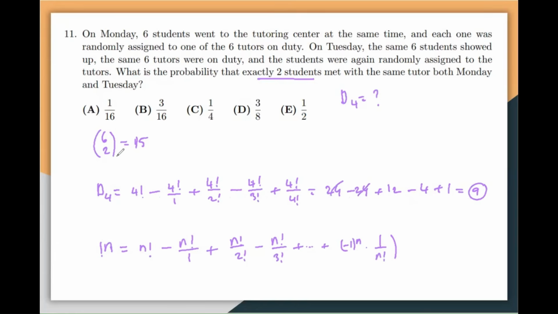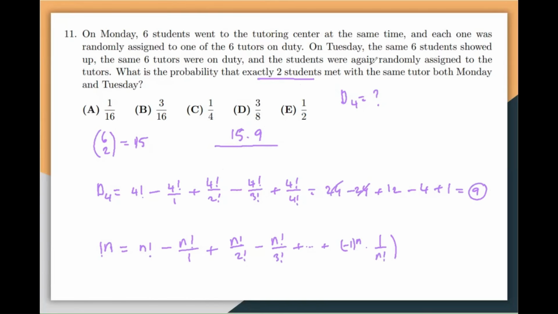So there are 9 ways to do so. Since we have 15 ways to determine which 2 individuals will be fixed, not changing their tutor on either day, you got 15 ways to determine that, and then 9 ways to finish the remaining part. So this is our desired number of ways.